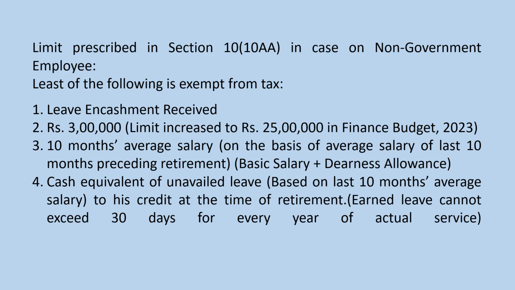10 months average salary, on the basis of the average salary of the last 10 months preceding retirement. Salary will be basic salary plus dearness allowance. Cash equivalent of unavailed leave based on the last 10 months average salary to the credit at the time of retirement. Earned leave cannot exceed 30 days for every year of actual service.